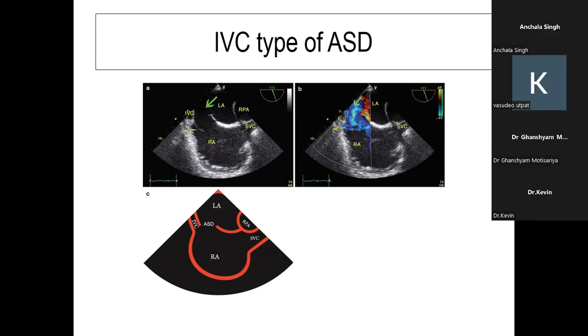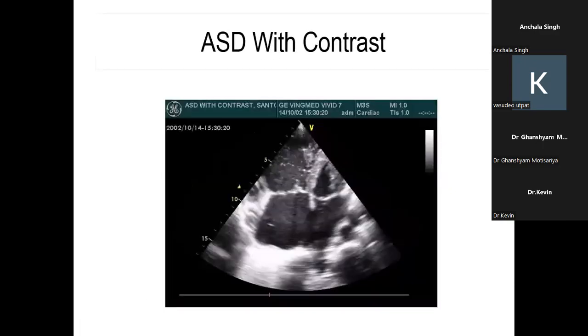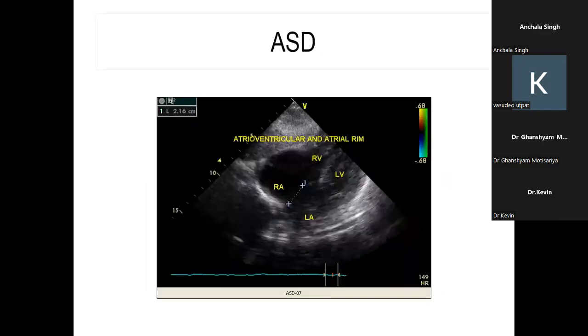Sir, sometimes in the subcostal window you can see it. I'm not saying no, because yes, if you go to the subcostal window in this particular format, look, this is the atrioventricular and atrial rim which we were talking about. Here is an IVC. And if you happen to see a hole in the subcostal window over here, then this is possibly an SVC type of ASD. Okay, sir. It's difficult, but you can. All right, Jigna, any other thing? No, sir. Thank you, sir.